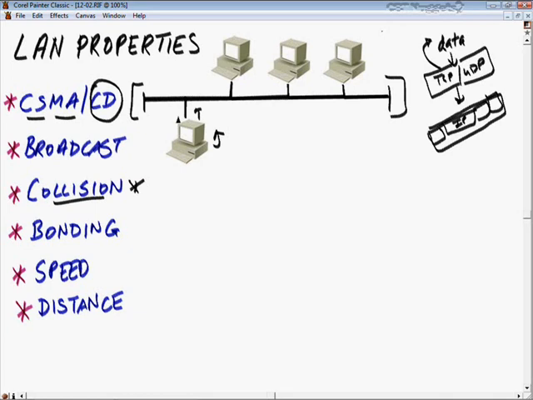Now, the extent of this network segment over which our collisions occur is referred to as a collision domain. So all of these nodes on this shared Ethernet represent what's called a collision domain. The size of your collision domain is going to have an impact on efficiency and data throughput.